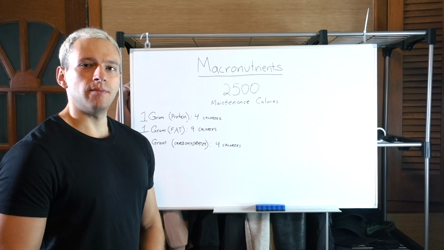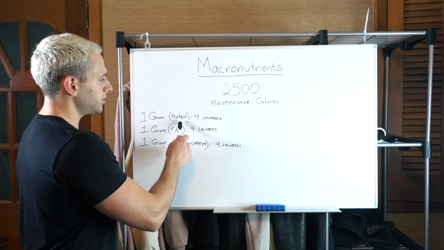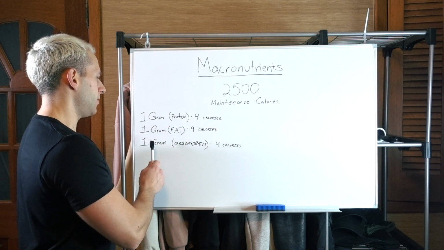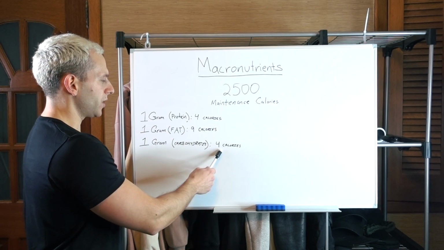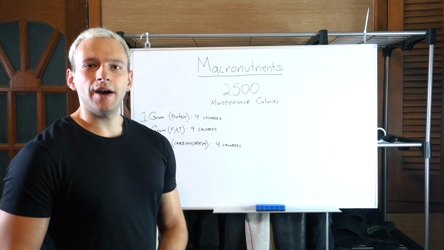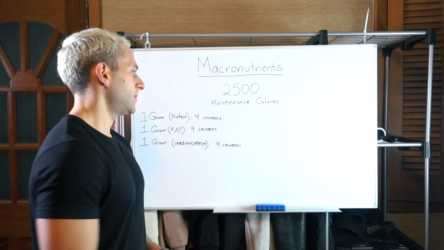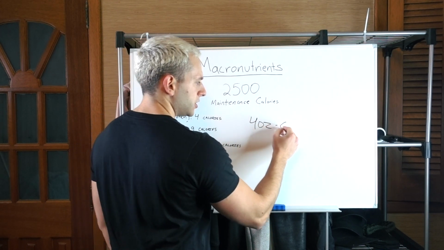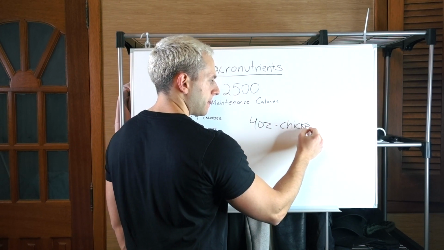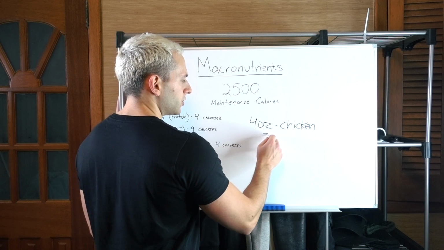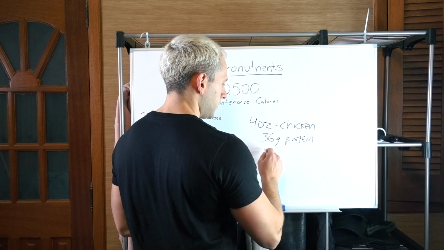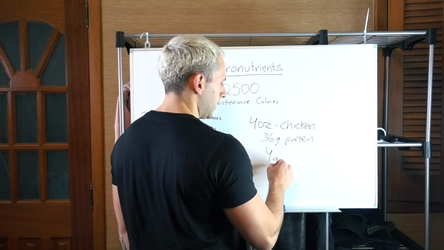Now what you need to keep in mind is that 1 gram of protein is 4 calories. 1 gram of fat is 9 calories and 1 gram of carbohydrate is 4 calories. So let's say you buy 4 ounces of cooked chicken, which is approximately 36 grams of protein and 4 grams of fat.